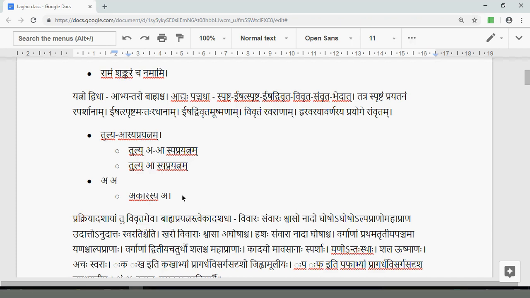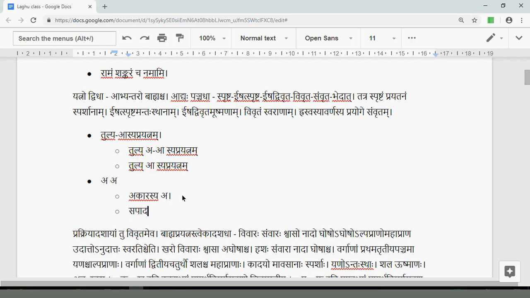And tripadi is the combination of the last three padas. Last three padas means 8.2, 8.3 and 8.4. These padas are called tripadi. And the first 7 chapters with the first pada 8.1 of the 8th chapter are called non-tripadi. Non-tripadi means the sapada ashtadhyayi. That Ashtadhyayi is divided into 2 parts. Sapada is along with 1 quarter. Sapada ashtadhyayi.